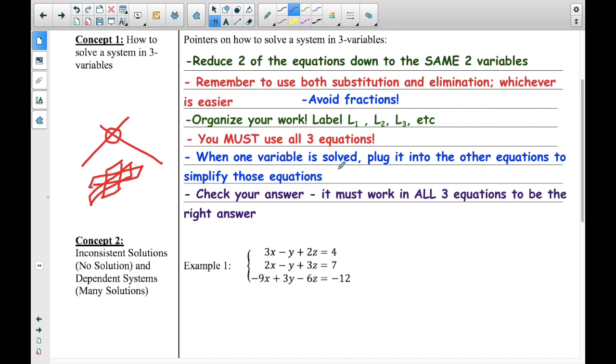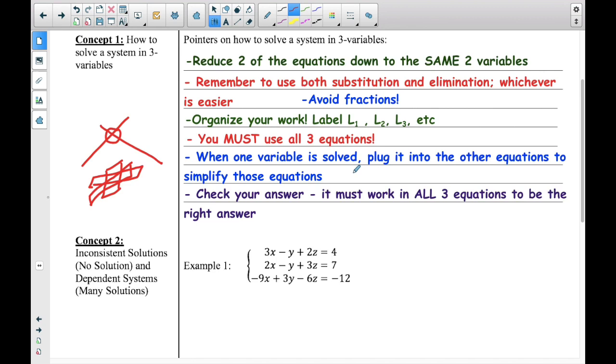When one variable is solved, plug it into the other equations to simplify those equations. In other words, if you can get something down to y equals, for instance, then take that y and plug it into the other two equations, and now you're down to just x and z, and then you can solve those. So when you have one solved, go ahead and use it, because that just makes everything else so much easier. When you can get one of them solved, you're almost done with the problem.